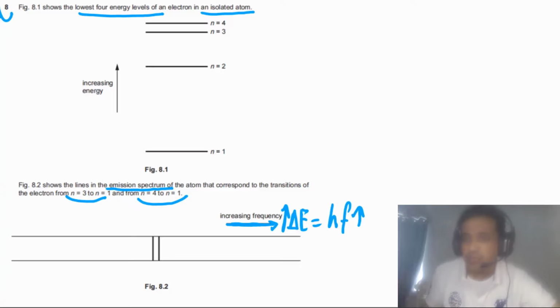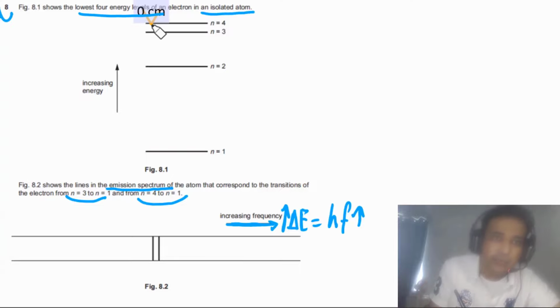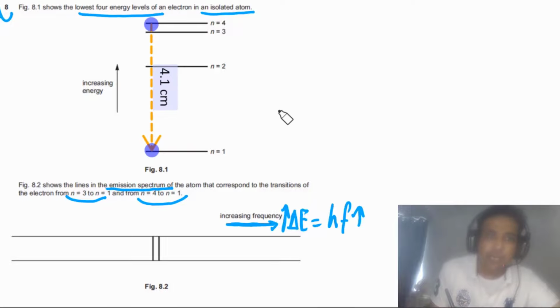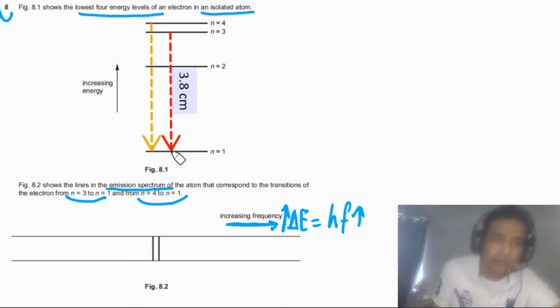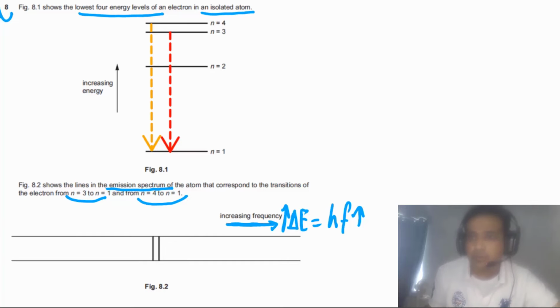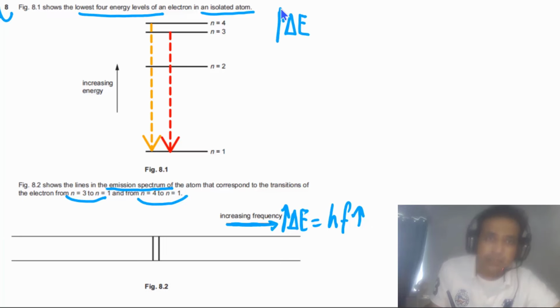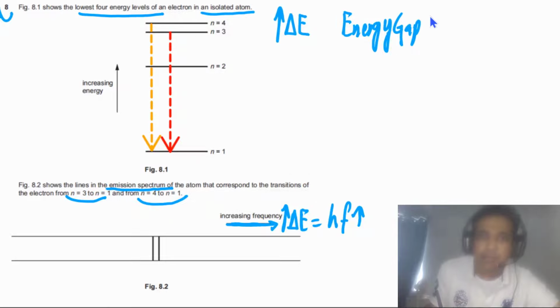Now let's try to understand this one with the help of energy gap. First of all, electron jumps from N4 to N1, so we can use an orange line for that. And then electron jumps from N3 to N1, so we can use a red line for that. Energy gap for orange is greater. So first of all, let's try to understand the main concept. Delta E is greater if energy gap is greater. So simply we can say energy gap, or the gap between lines.